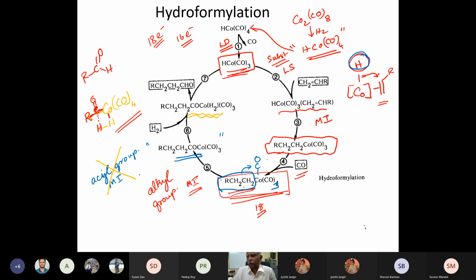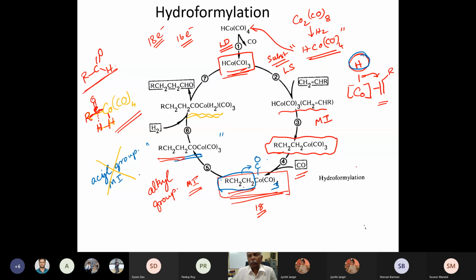So you can see here that you have had multiple migratory insertion reactions. In the Monsanto acetic acid process, you had only one migratory insertion. And here you're having multiple migratory insertion reactions, until it reaches a step where the species is not capable of doing migratory insertion readily, and it has to compete with this reaction, which terminates the whole process and generates an aldehyde.